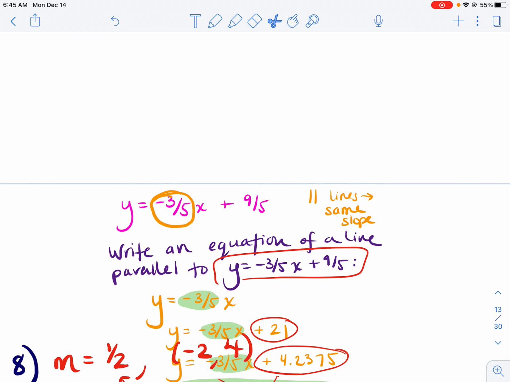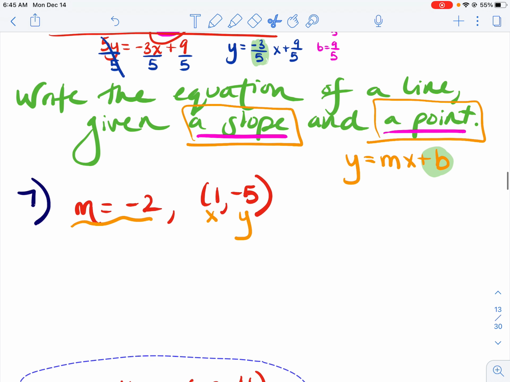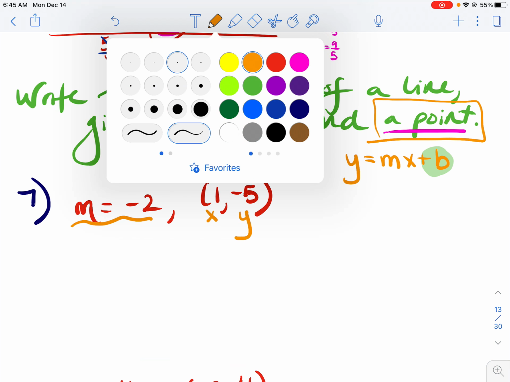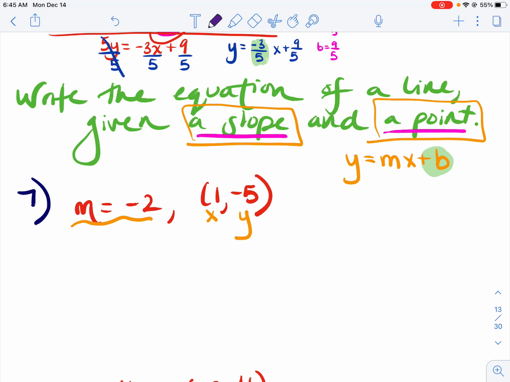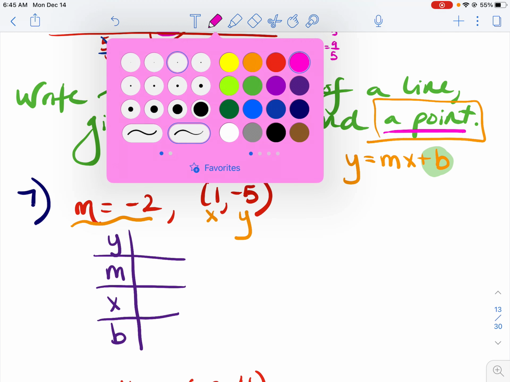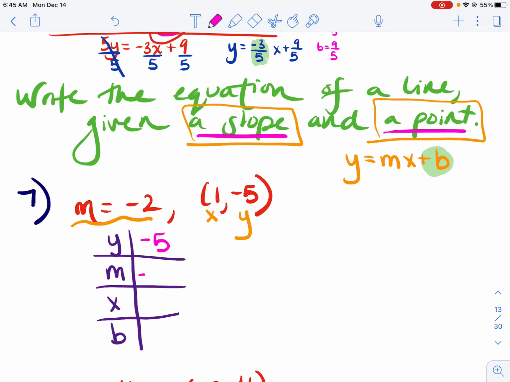So I'm going to use a little table strategy that I find really helpful when we're looking for m or b. We have y equals mx plus b, and I'm going to make a little shopping list of what we have and what we don't have. Our y is -5, our m is -2, and our x is 1. We don't know what b is. Does everyone see how I made that little list there? I would definitely copy this down.